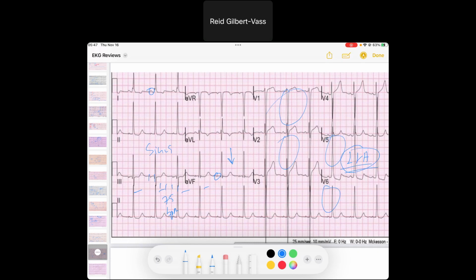And then from there, we can say these are narrow QRS, and so it's still taking the normal conduction system. That would be LVH. And so this person is a sinus rhythm with left ventricular hypertrophy.